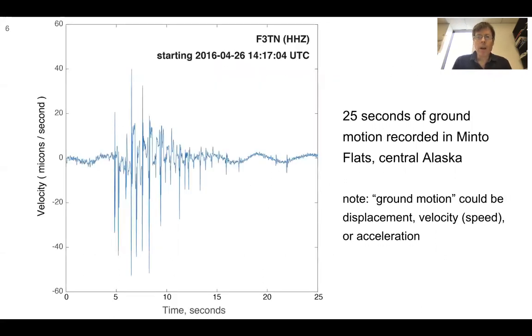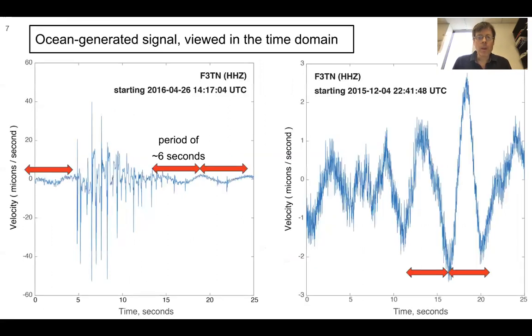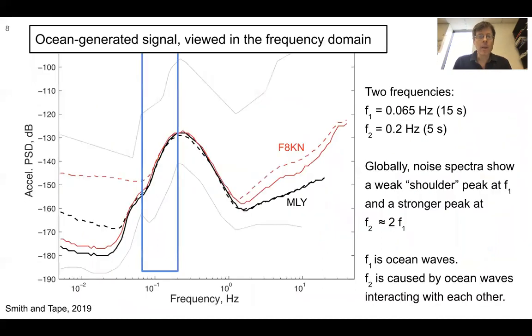Here's 25 seconds of ground motion recorded in Minto Flats, Central Alaska. Here, ground motion could be displacement, the velocity or speed, or acceleration, and we looked at this one previously. The focus here is on these oscillations. This is showing this ocean-generated signal, which has a period of about 6 seconds. You can see from peak to peak about 5 or 6 seconds. This is viewing that signal in the time domain, where time is on the x-axis and velocity is on the y-axis.